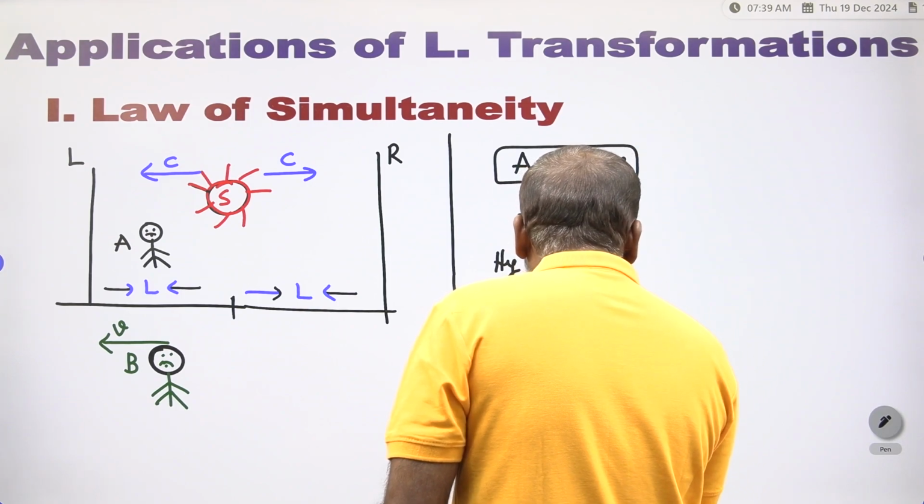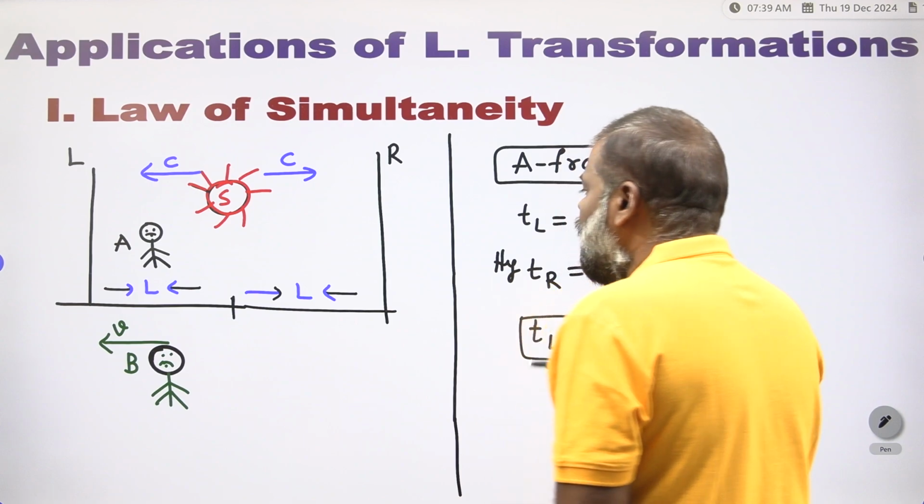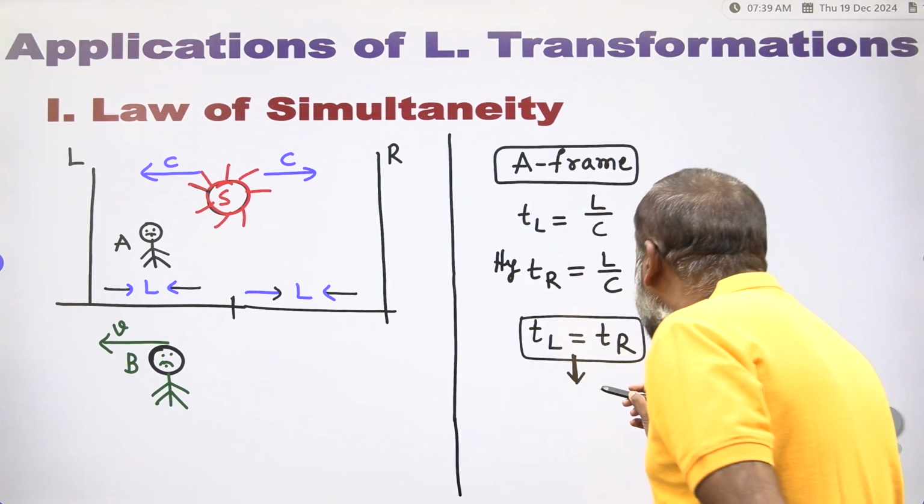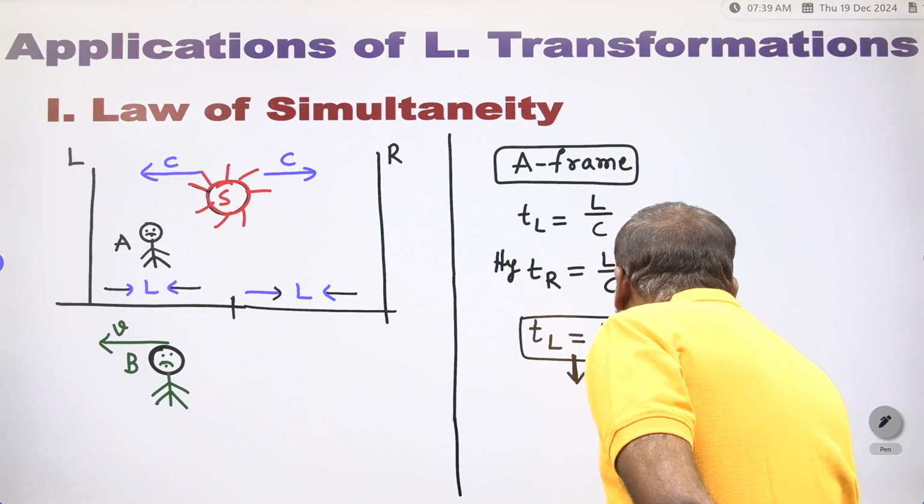That's why those two events can occur simultaneously. The A frame is the frame in which the events are simultaneous.